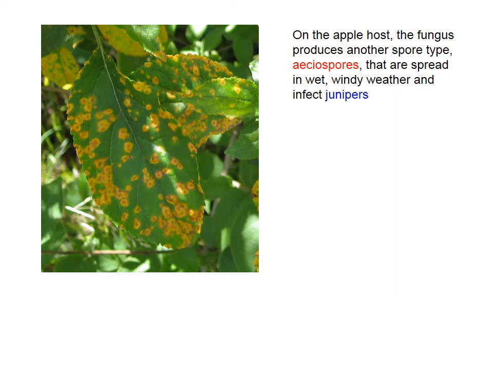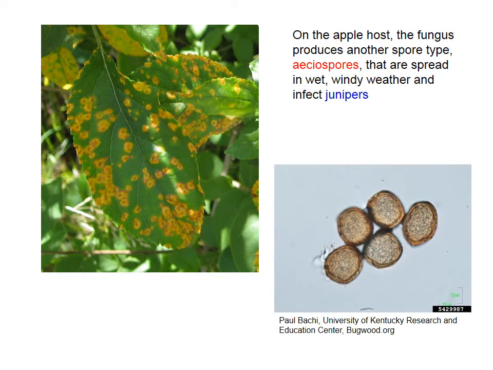So on this apple host, or crab apple, the fungus produces another spore type called aeciospores, which are released and they spread in wet, windy weather, and they then infect junipers. So here's a closer look at what those aeciospores would look like in the microscope.